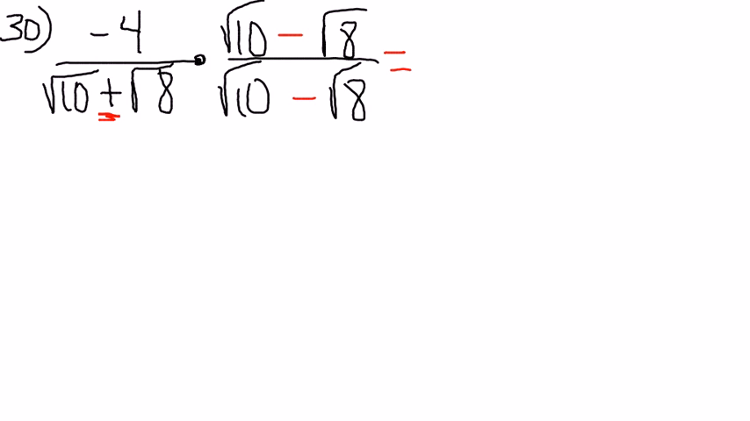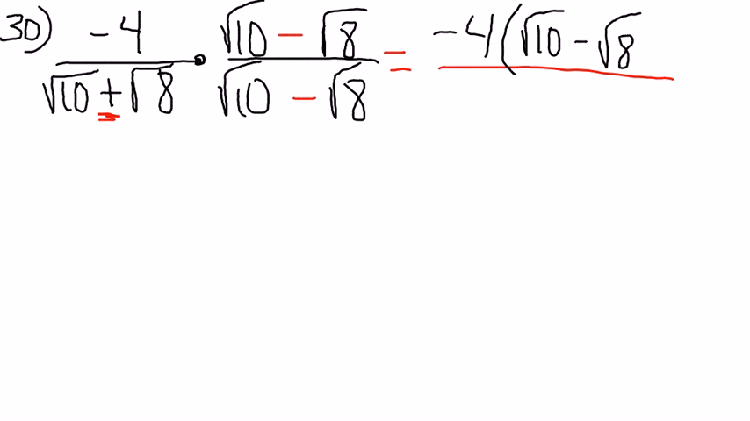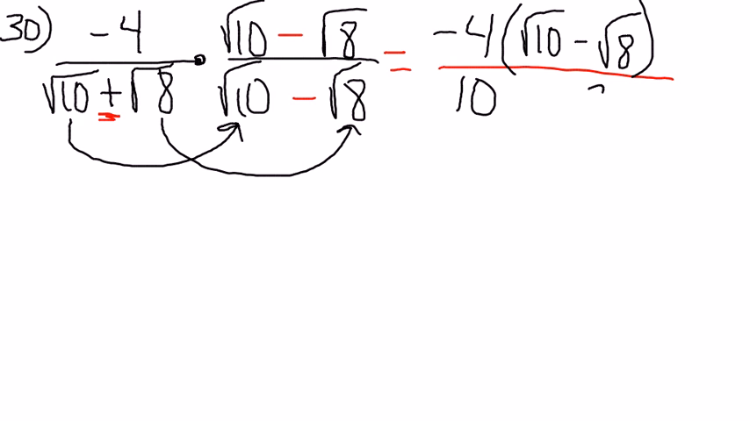Okay, now we need to not multiply the top out. So what I basically have left is a negative 4, and in parentheses I have square root of 10 minus the square root of 8. On the bottom now, how do I multiply a conjugate by itself? So I'm doing root 10 times root 10, which is 10. What is root 8 times itself? That's 8. And a positive times a negative is a negative. So it's 10 minus 8.